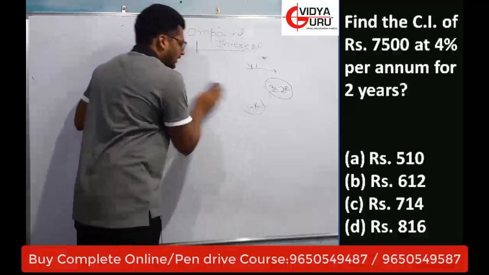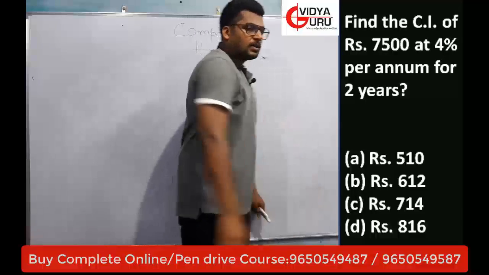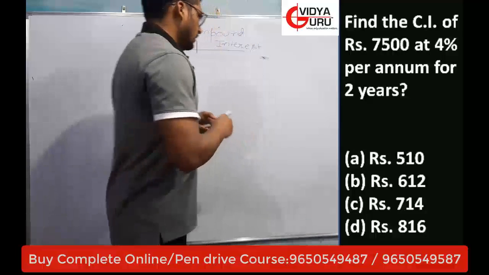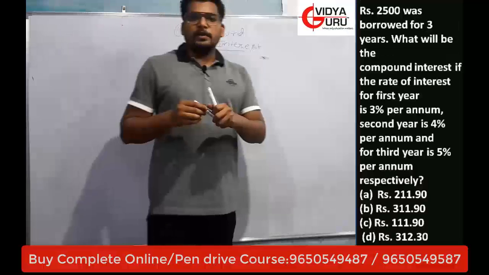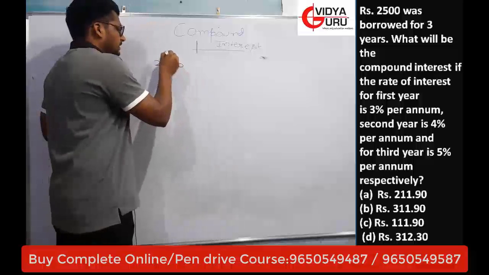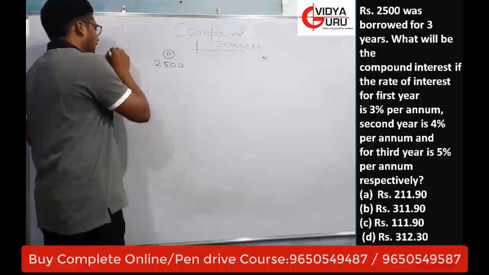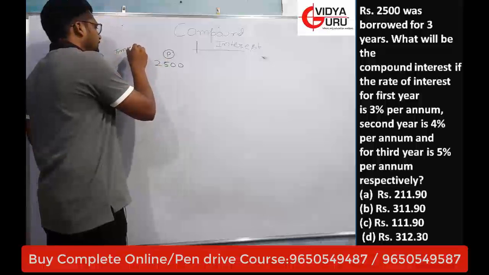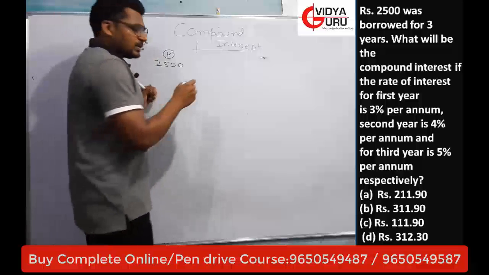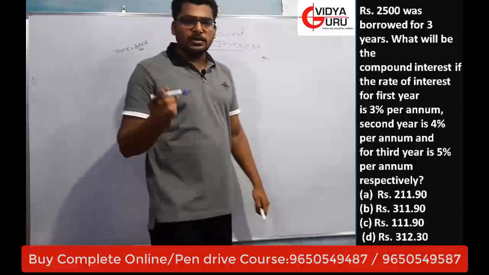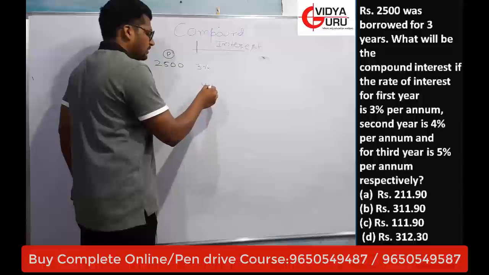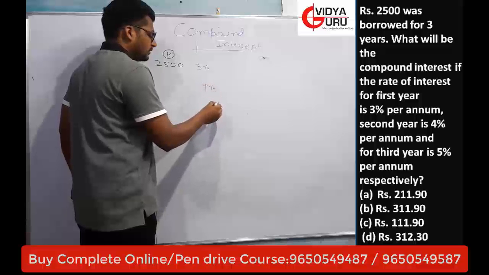Coming on to our next question. In the previous question, the rate for every year was the same. But a question can also say that the rate is different for every year. The question is saying 2500 was borrowed. This is the principal, for 3 years. The rate for the first year was 3%, for the second year it was 4% and for the third year it was 5%.